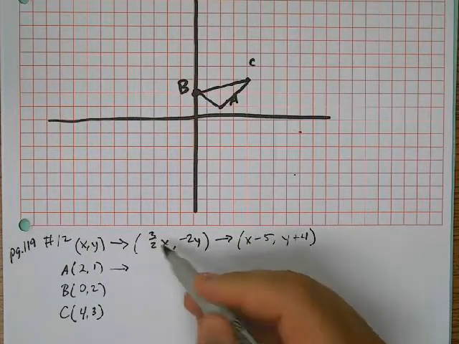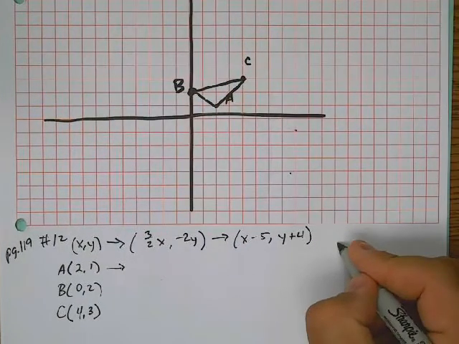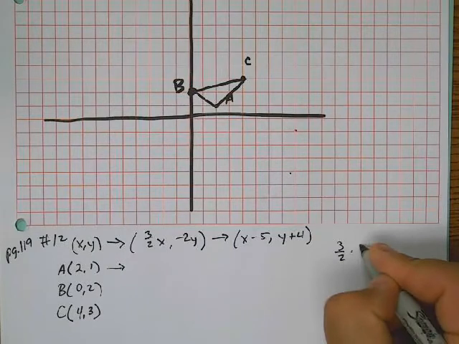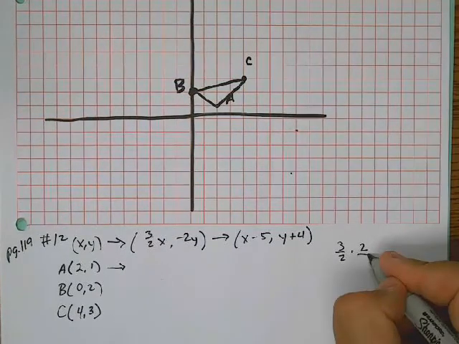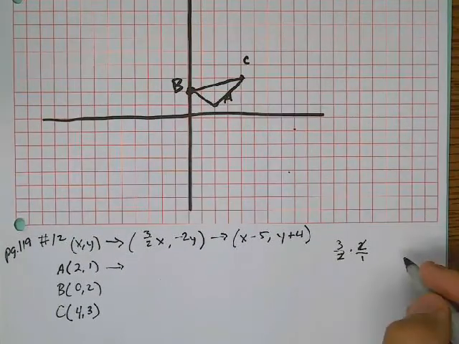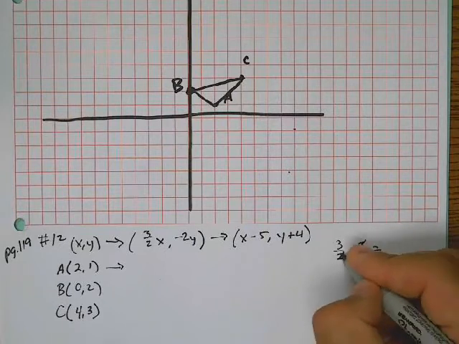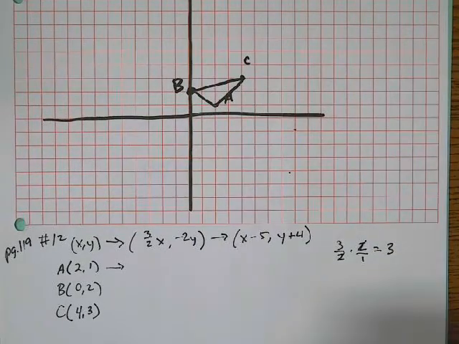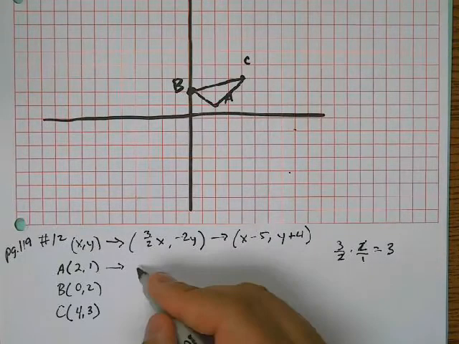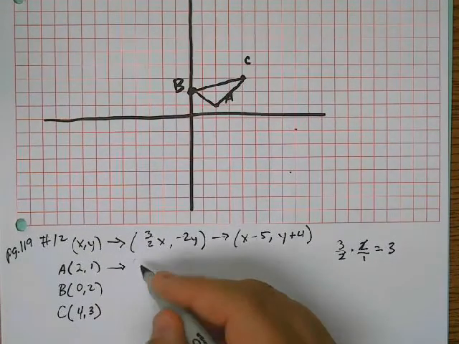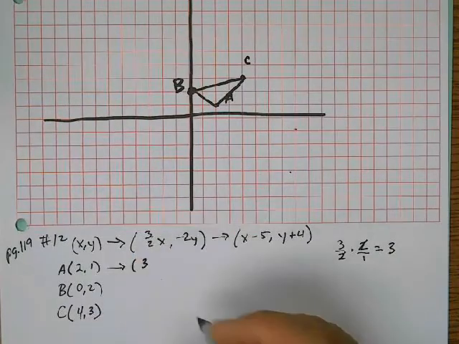2 times 3 halves. You know, I'm going to come off to the side here and show you this. Anytime I take a number times a fraction, I can still think of it as a reduction of fractions, where I can reduce the numerator and the denominator, and so I end up with 3. If you don't remember how to multiply fractions, use your calculator. So 2 times 3 halves is actually positive 3.